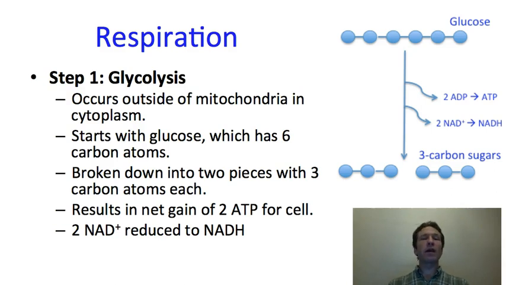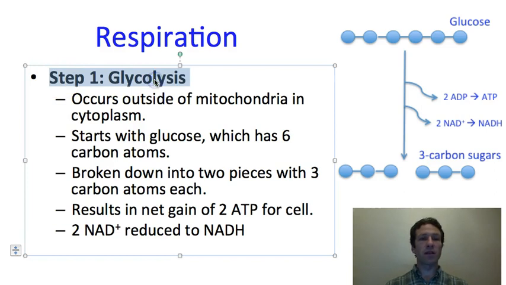We're now going to get into new material. So we are going to break down the process of respiration into 3 steps for aerobic respiration. We'll talk about an alternative end step in anaerobic at the end of this lecture. In either process, whether aerobic or anaerobic, the first step is always glycolysis. Glycolysis will occur outside of the mitochondria in the cytoplasm of the cell.